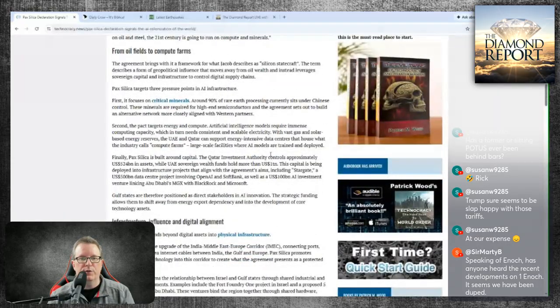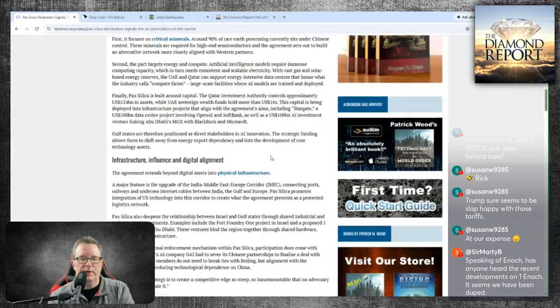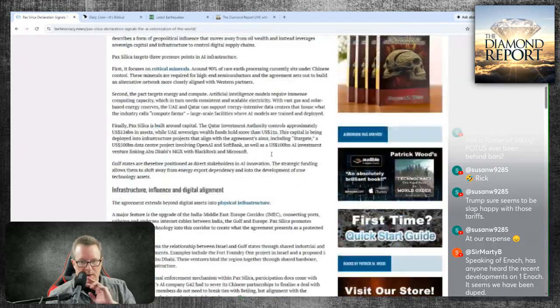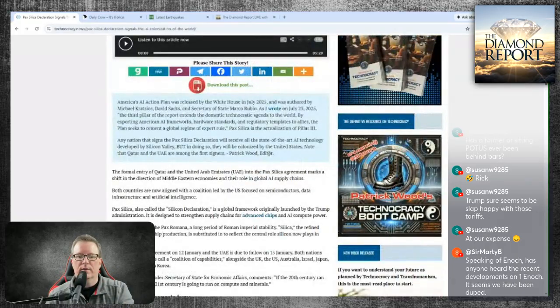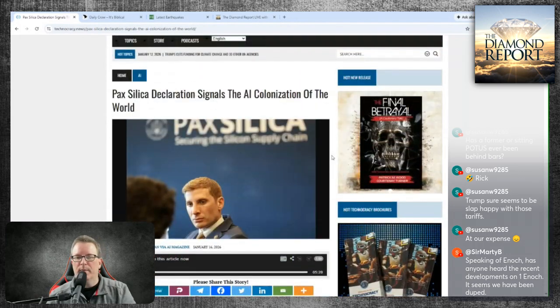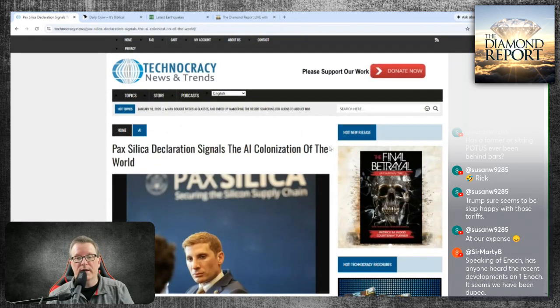From oil fields to compute farms. Sounds like the U.S. is going to have a pretty heavy say in what these countries can and can't do. And it is interesting that they're going to receive all the state-of-the-art AI technology developed by Silicon Valley, but probably paid for, as far as these countries receiving it, by the American taxpayer, I'm thinking. But who knows? There's further information on this Technocracy article, if you guys want to look at that one.